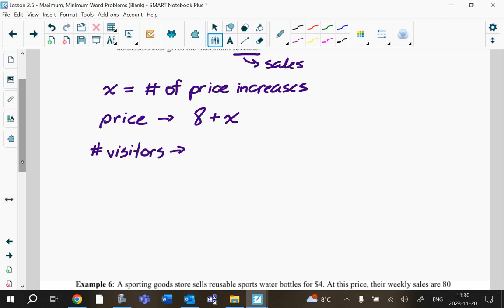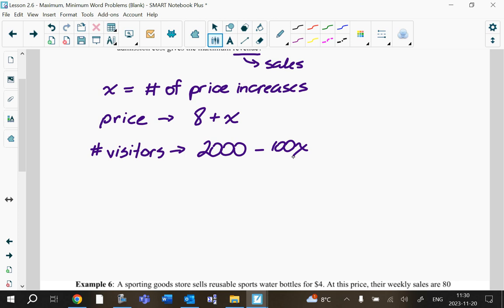But when I add x to the price, I'm subtracting it from the visitors. How many visitors do I start with? But every time I do an x, I lose 100. How would I finish this expression? Every time I do an x, I lose 100. Minus 100x. Good. That's how we set up the unknowns in this question.